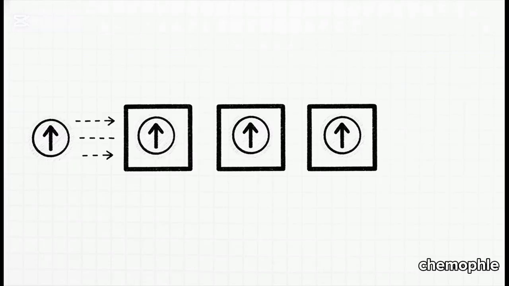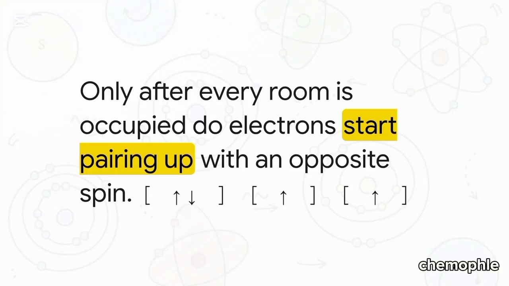Let's say 3 electrons show up to a floor that has 3 empty rooms, all at the same energy. They don't all cram into one room. Nope, 1 electron goes into each empty room, and they all have the same spin. They just spread out and claim their own space first. So what happens if a 4th electron comes along? Well, now that all the rooms have 1 occupant, it doesn't have a choice. It has to pair up. So it'll pop into one of the already occupied rooms, but it'll take on the opposite spin, just like the roommate rule says it has to.